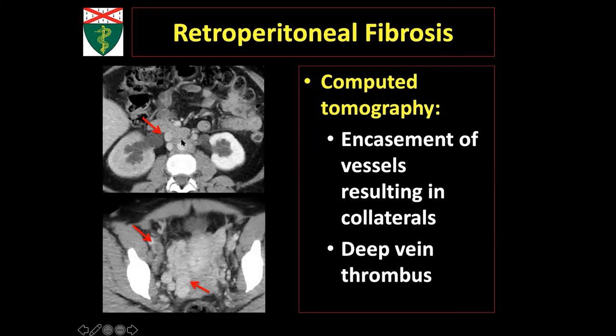You can see the soft tissue over here. You can see that somewhere more inferiorly it's obstructing the ureter. We can see a lot of collaterals that are developing because it's also enveloping the IVC and some of the venous vessels. And you can see that there's a DVT as a result of that as well.